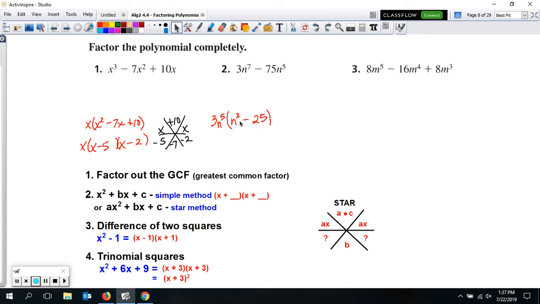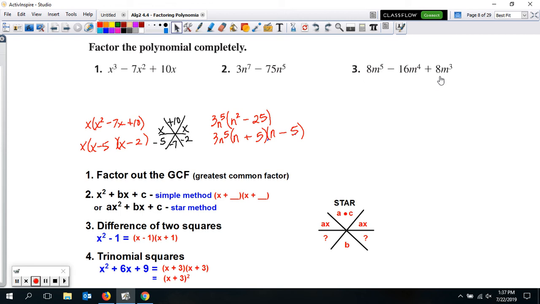And now what we have here is a binomial, but it is a difference of squares. N squared is a perfect square, 25 is, and it's a difference. So we're going to keep this 3n to the 5th still on the outside. We're going to put 2 more binomials down, and it's going to be n plus 5, n minus 5. We break the n squared apart to n and n. 25 is 5 times 5, and then just 1 plus, 1 minus. All right, go ahead and try number 3 next, and then play it after you're finished.